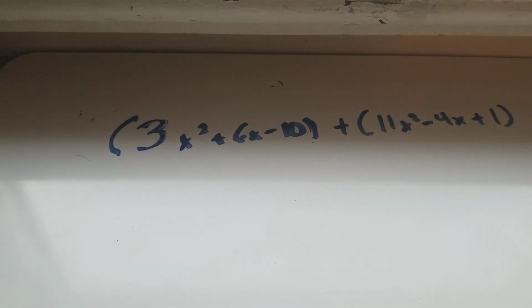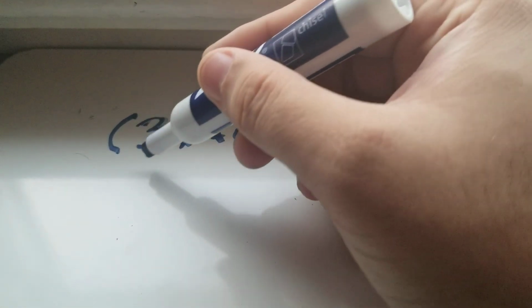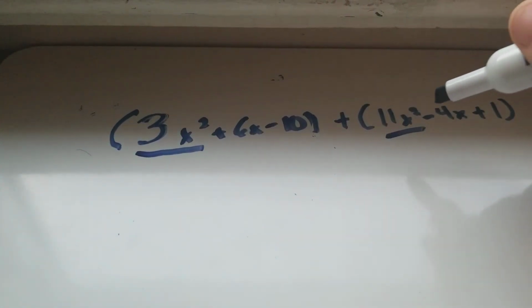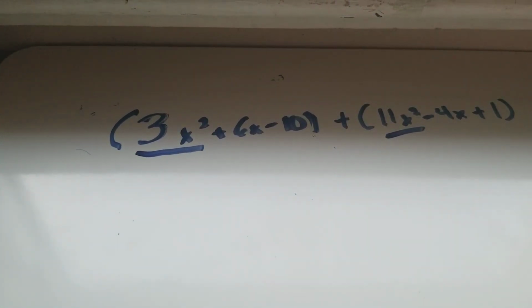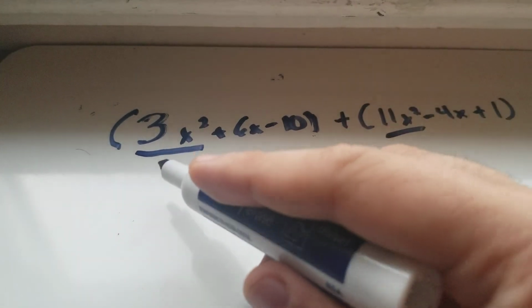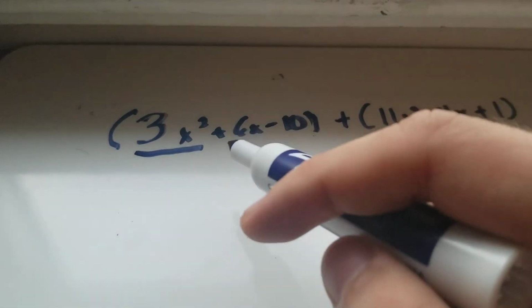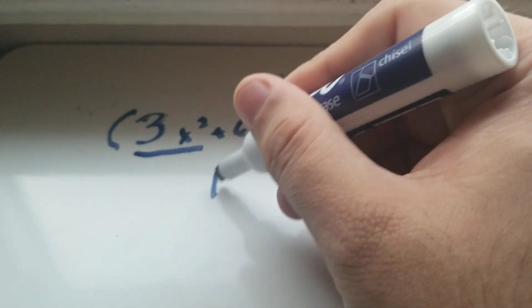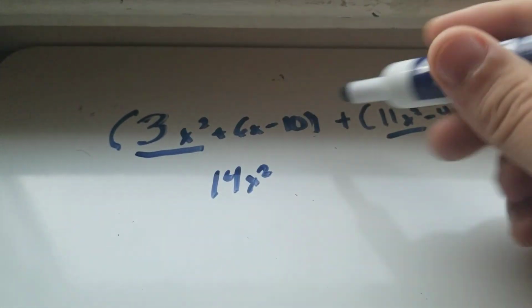So first let's start with this, which is an addition of two polynomials. When we do addition of two polynomials, we've got to combine like terms. I like underlining to indicate what are my like terms. For example, 3x squared and 11x squared, because they're both x squared, they're the same term. Then I can just take the numbers in front, the constants, and add them. So 3 plus 11 is 14x squared.